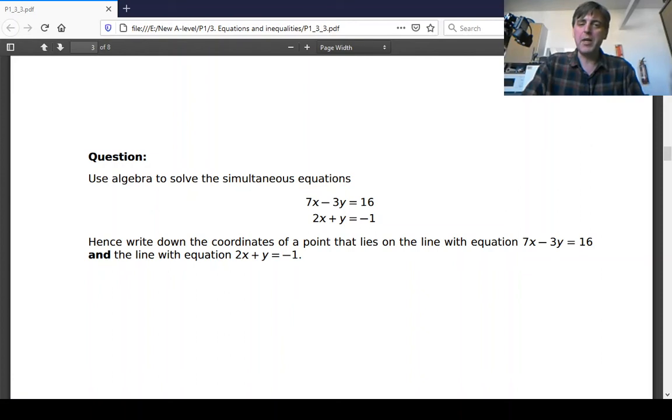So when you solve a pair of simultaneous equations, you can relate that in terms of coordinates of points on their associated lines. See if you can have a go at the question on the screen. I want you to solve these using algebra, so no fancy calculator functions for this one, please. Get that practice using the algebra. And then once you've got your solution to the simultaneous equations, write down the coordinates of a point that lies on both of those lines, please.